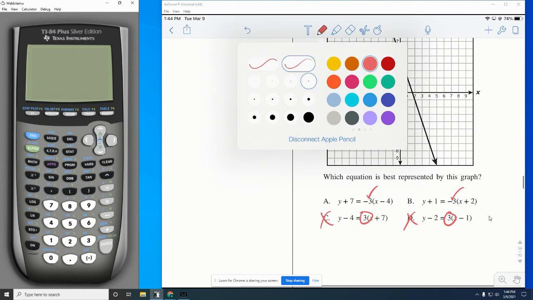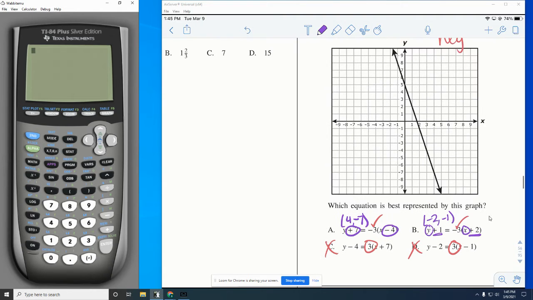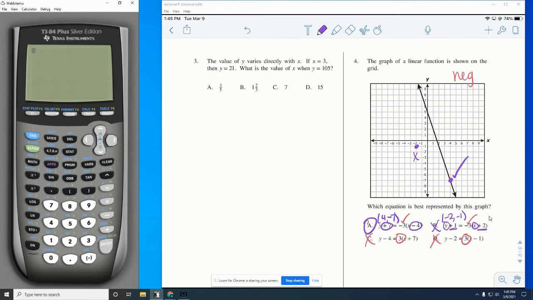Now, between A and B, the only difference is the points. Remember, your points are always listed backwards with opposite signs. So this would be the point 4, -7, and B would be the point -2, -1. It's always the number with x is your x number, but the opposite sign. The number with y is your y number, but with the opposite sign. So 4, -7 is a point on this graph. -2, -1 is not a point on this graph. So A would be my correct answer.